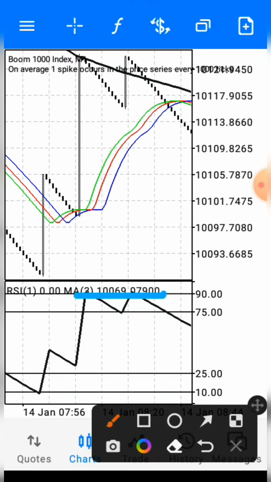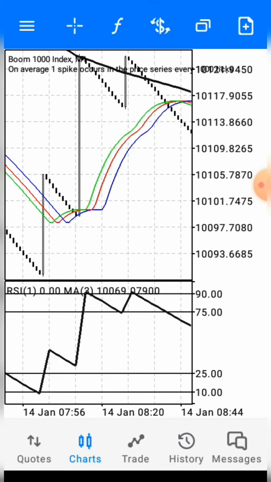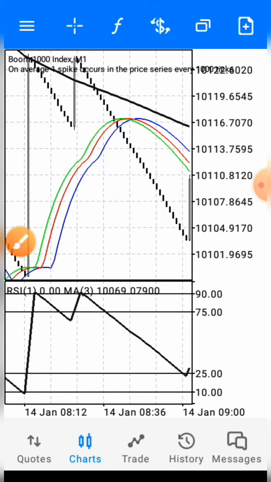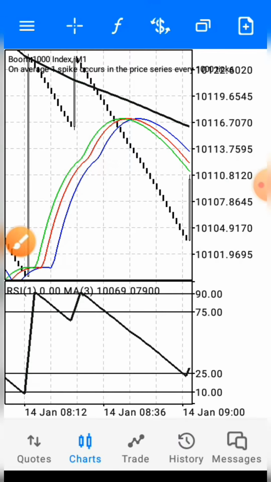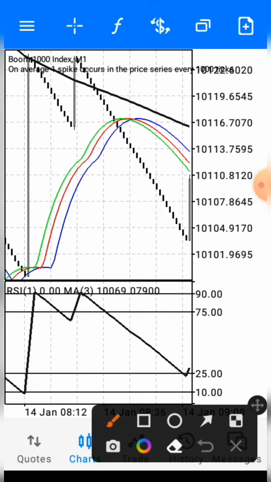Now after you see that this condition is being met, you don't just rush into the market. You still need some few conditions before you take entry. For your second condition, you see the alligator lines here. You see these three alligator lines. You need to wait for this green one right here to cross below the red, then cross below the blue. You need to see it crossing below the red and blue downward.